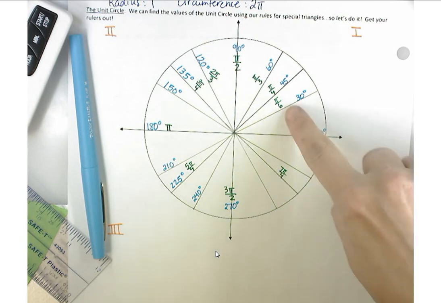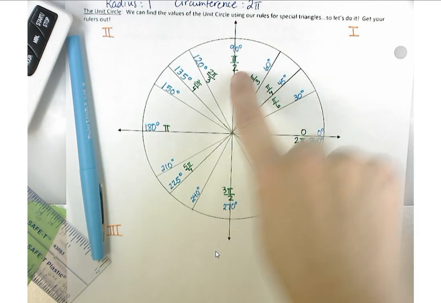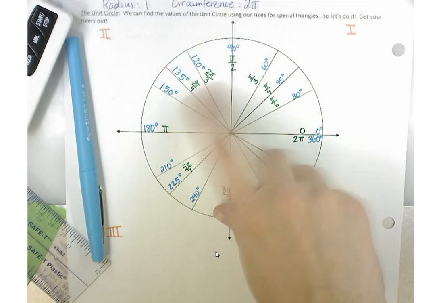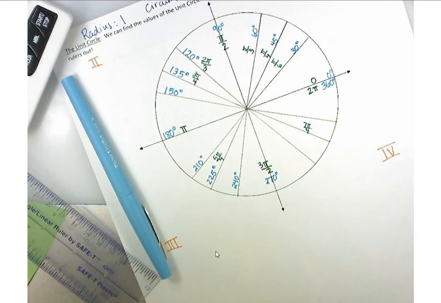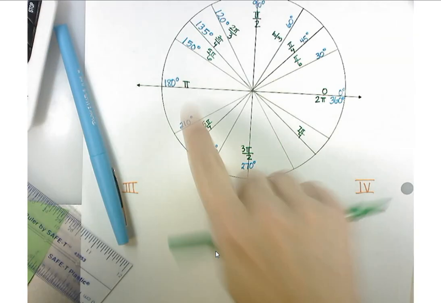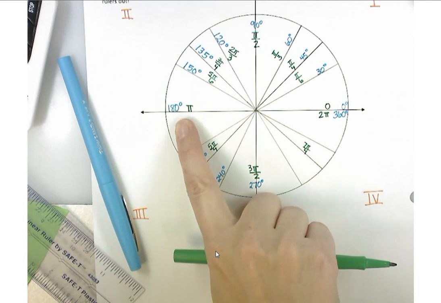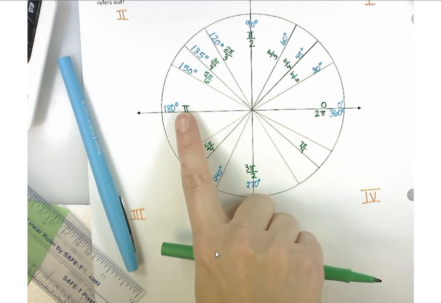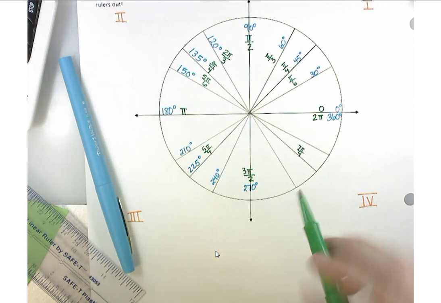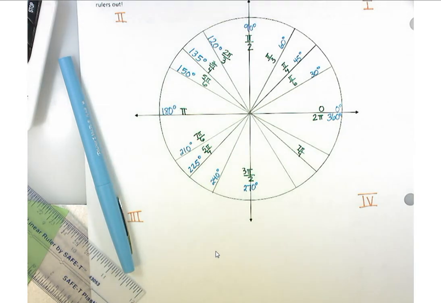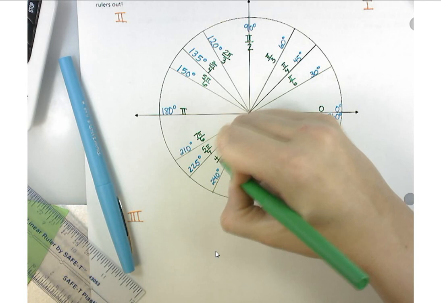Okay, so this was 1 pi over 6, 2 pi over 6, 3 pi over 6, which reduces, 4 pi over 6, which reduces, 5 pi over 6. And then don't skip the whole ones. Usually, when people are counting, that's something you can mess up on. So 6 pi over 6, that reduces. 7 pi over 6. 8 pi over 6. What does 8 pi over 6 reduce to? 4 over 3.